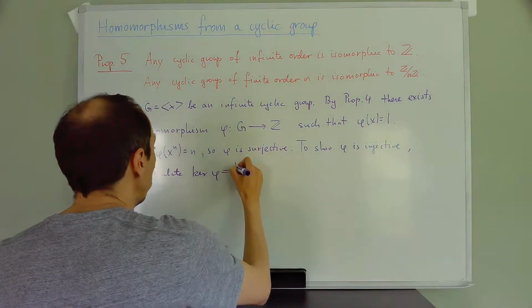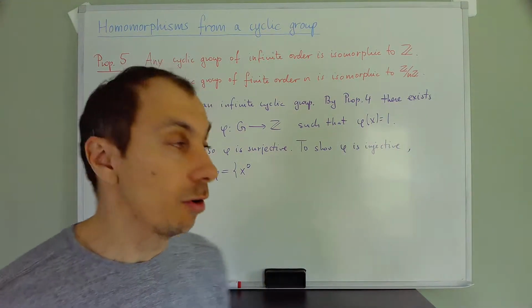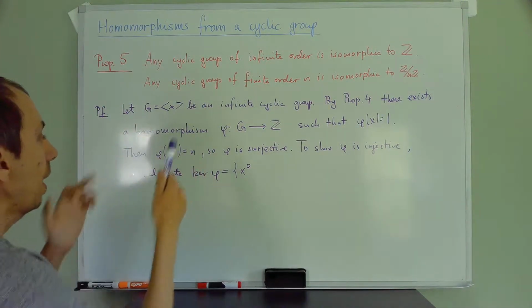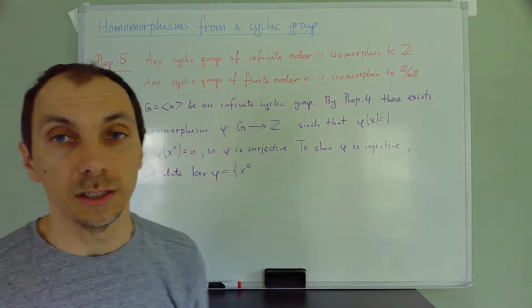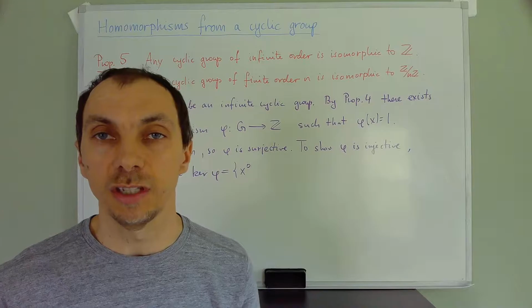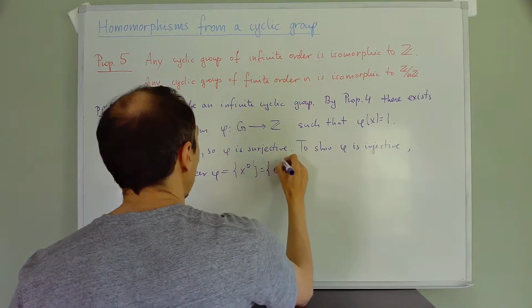Well, there's certainly X to the 0. Any other power would be sent to 0? No, according to the definition, X to the n is sent to n. So only X to the 0 is going to be sent to 0. So that's it, right? Which is the identity.